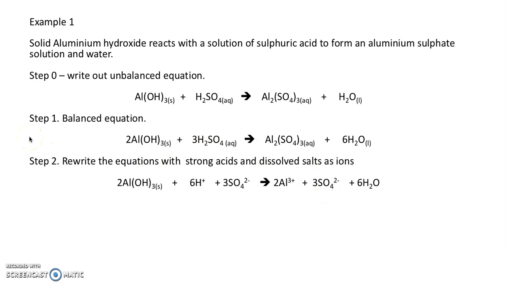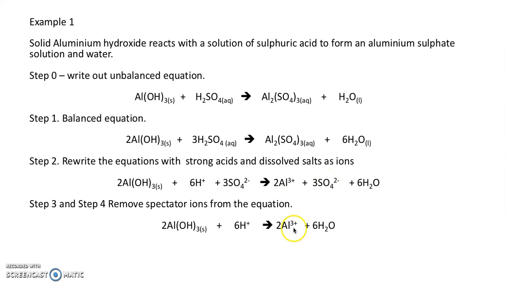So once we have written our equation with our ions, then we need to remove the spectator ions. So those are the ones that are the same on both sides of the equation. So you can see here that the sulfate ion is present on both sides. So when we rewrite it, the sulfate ions must be removed. That's done here.